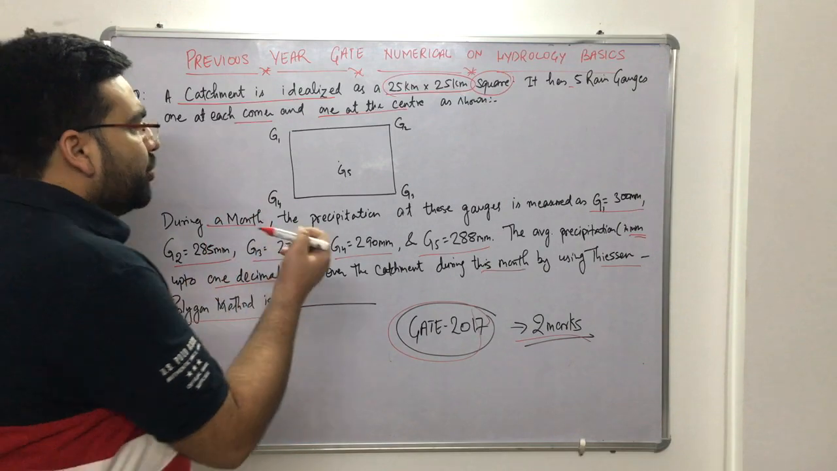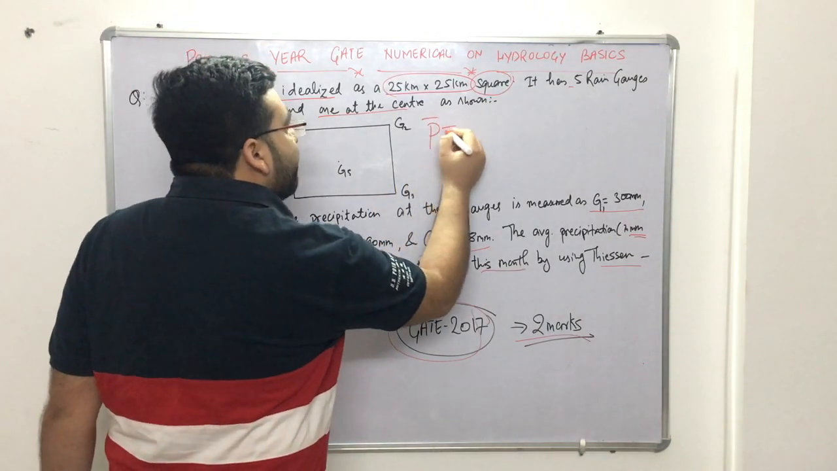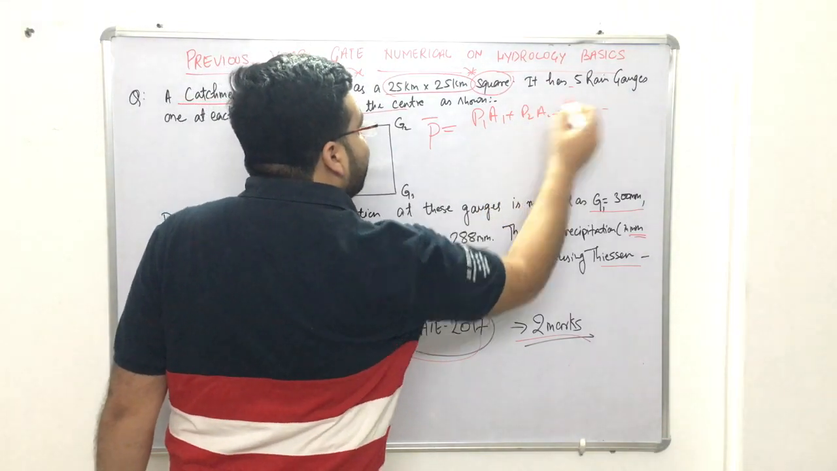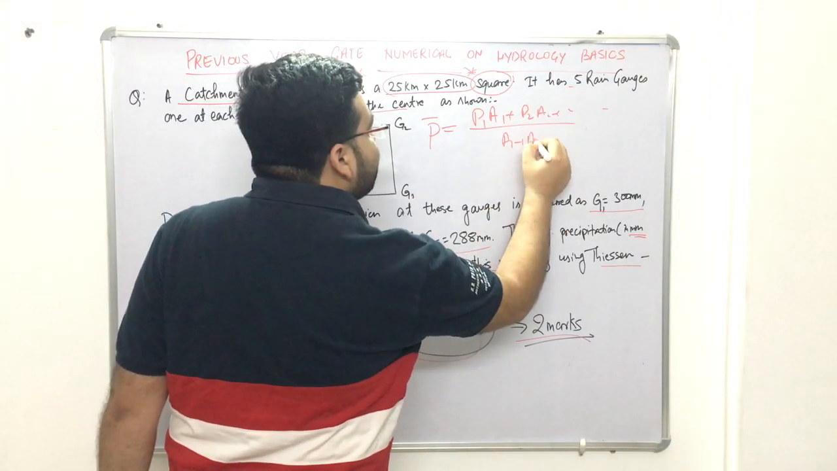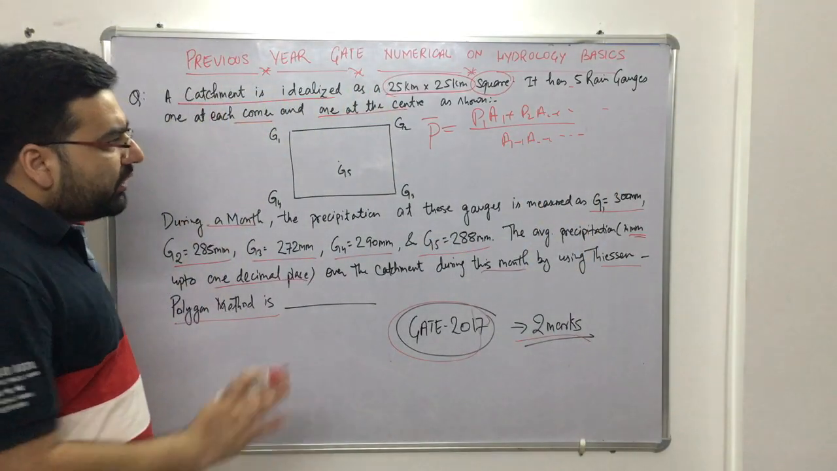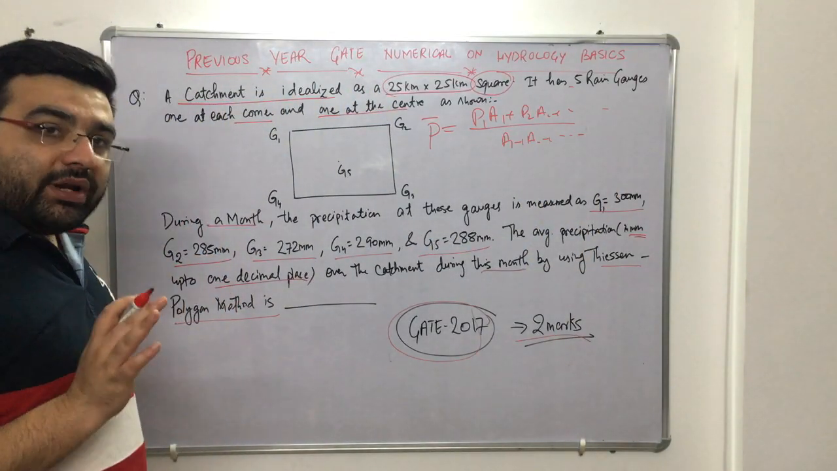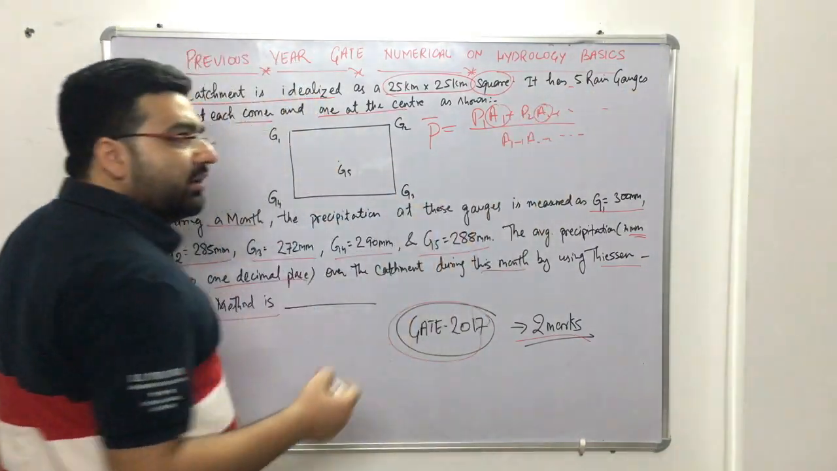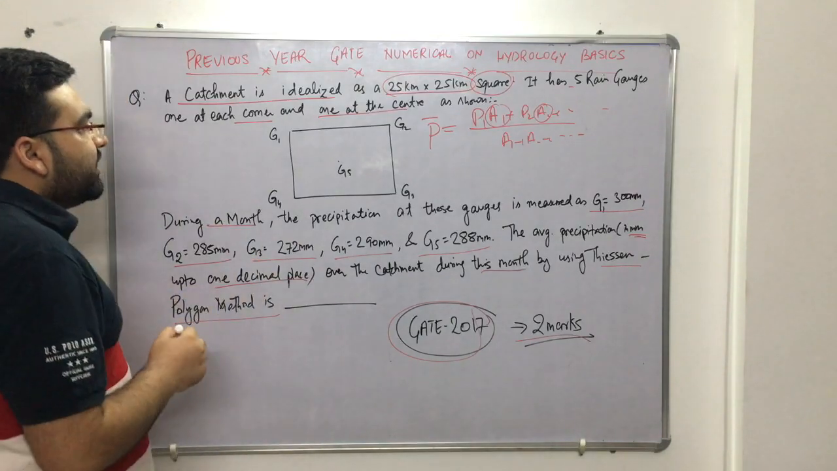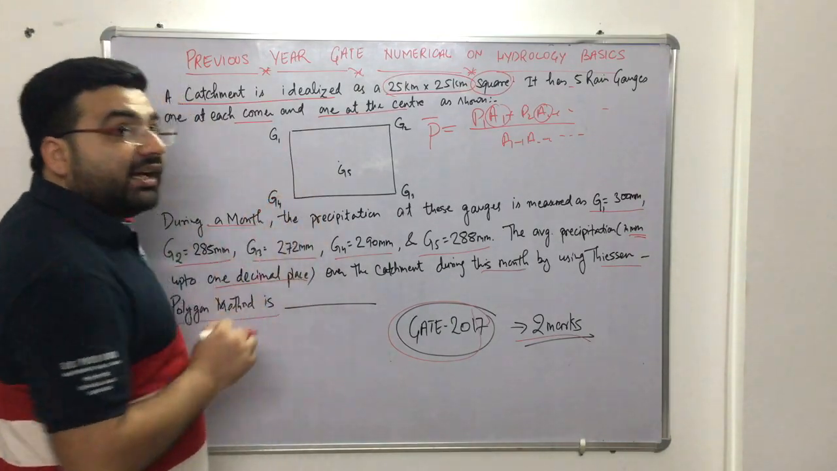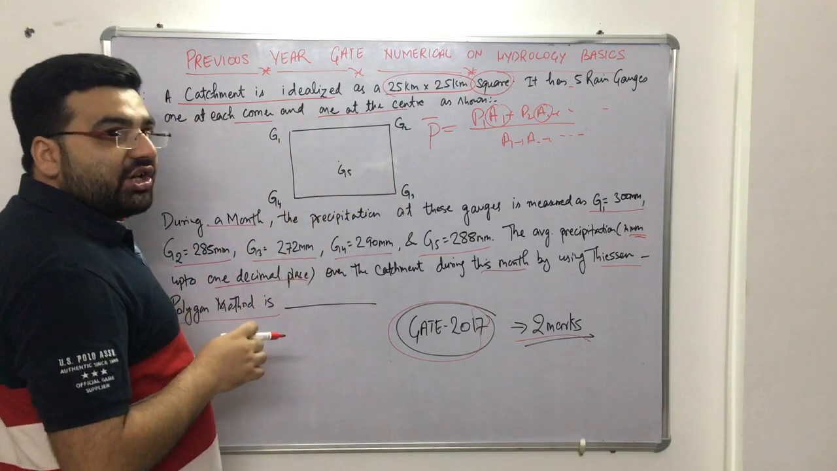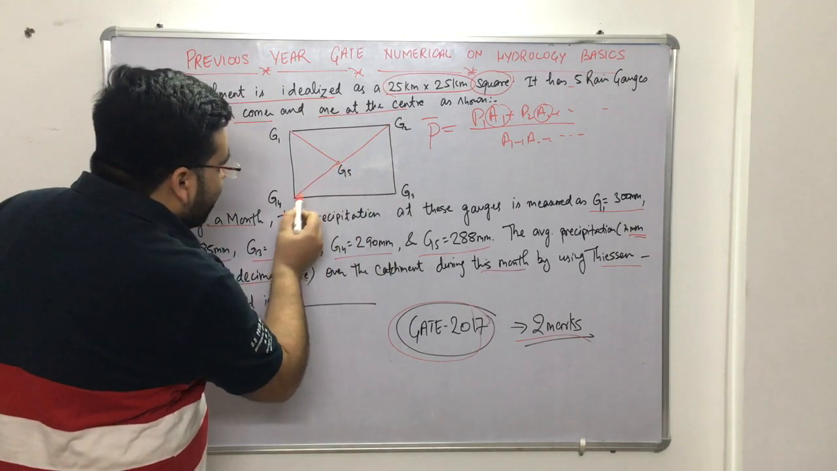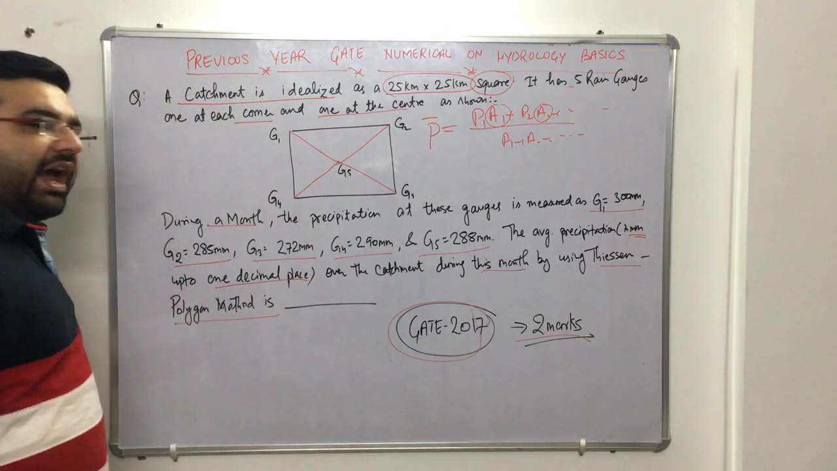I told you that the mean precipitation from the Thiessen method is given by P1A1 plus P2A2 plus P3A3 and so on, divided by A1 plus A2 plus A3 and so on, right? So this is a very simple straightforward formula, but the main problem is how to determine A1, A2, A3 and so on. So first of all we have to make triangles by joining these stations. So let us join these stations and form some triangles.